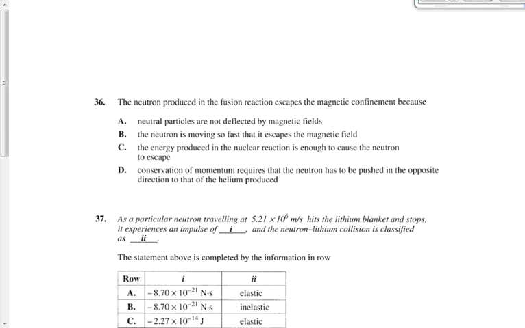36. The neutron produced in the fusion reaction escapes the magnetic confinement because, well, neutral particles aren't affected by magnetic fields. Goes back to the information on page 24 that talks about magnetic confinement. Neutrons aren't affected by magnetic fields because they're neutral. Moving charges are affected by magnetic fields, not neutral charges.